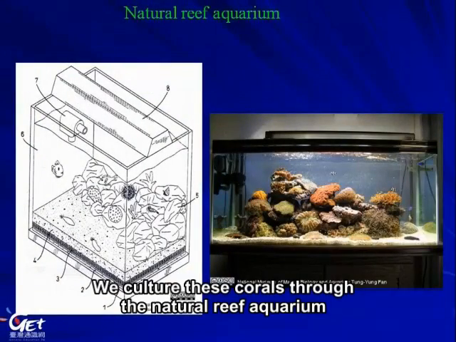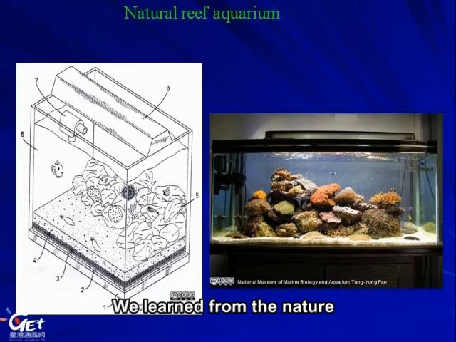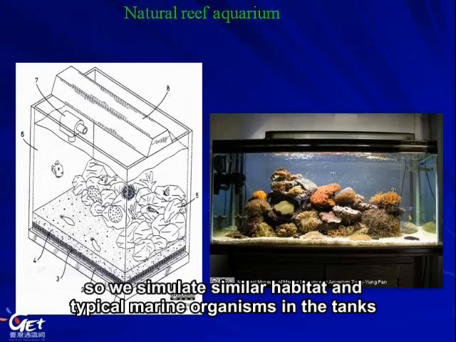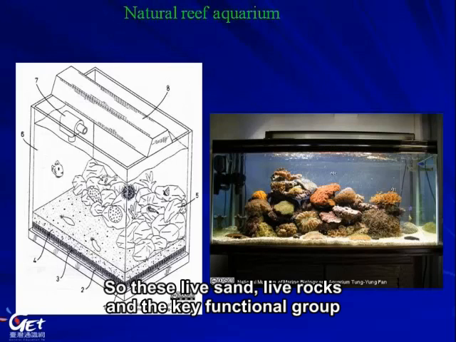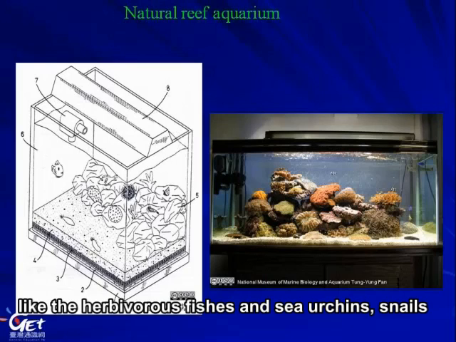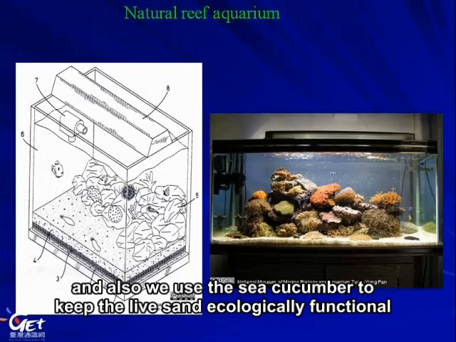We culture these corals through the natural reef aquarium. We learned from nature, so we simulate a similar habitat and typical marine organisms in the tanks. So there is live sand, live rocks, and key functional groups like herbivorous fish and sea urchin snails. And we also use sea cucumbers to keep the system ecologically functional.